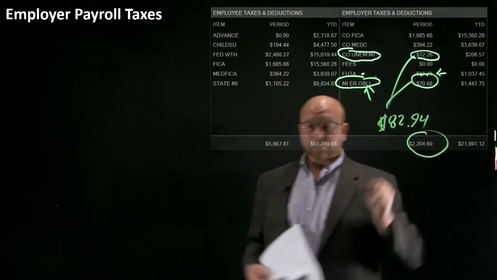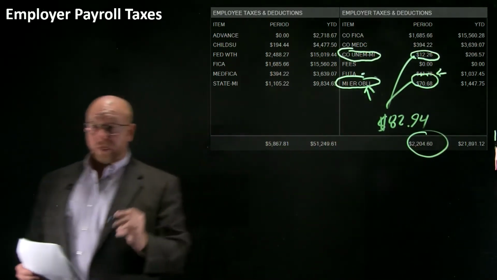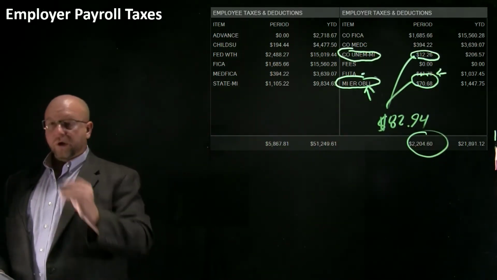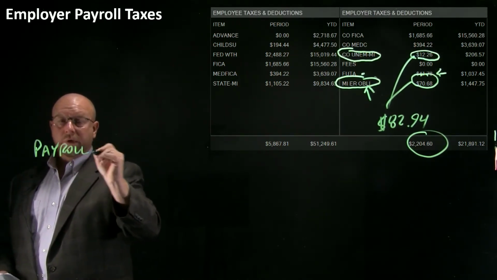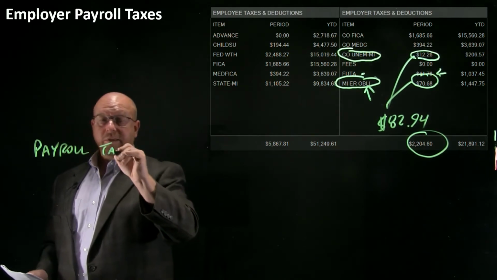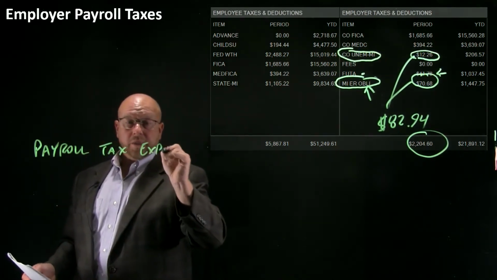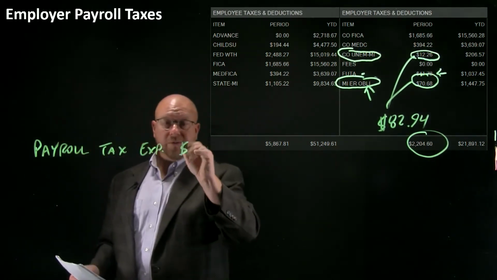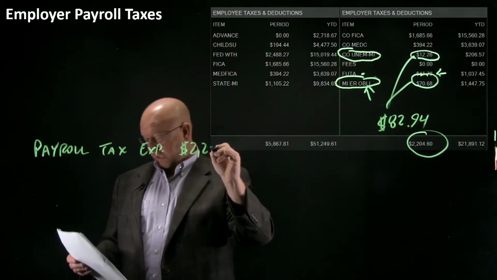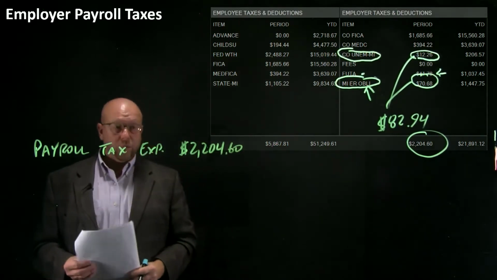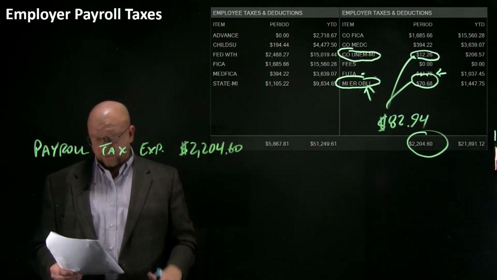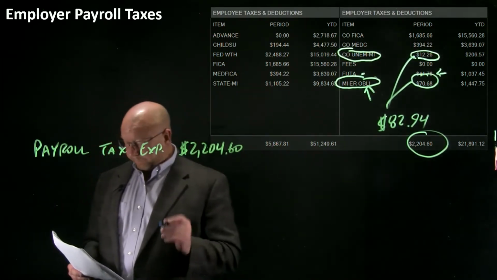The total here of employer payroll taxes is $2,200. So that's an additional expense for the employer. I'm going to call it payroll tax expense for lack of a better term. Sometimes companies might choose to have individual expense items on their books for each one of these taxes, and that's fine. There's no particular rule about that. It's whatever's useful for the company for bookkeeping.